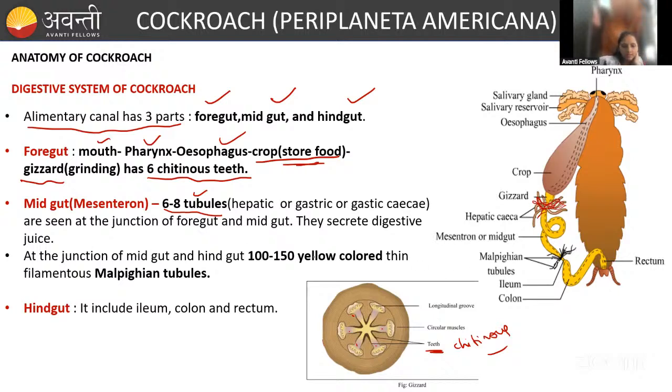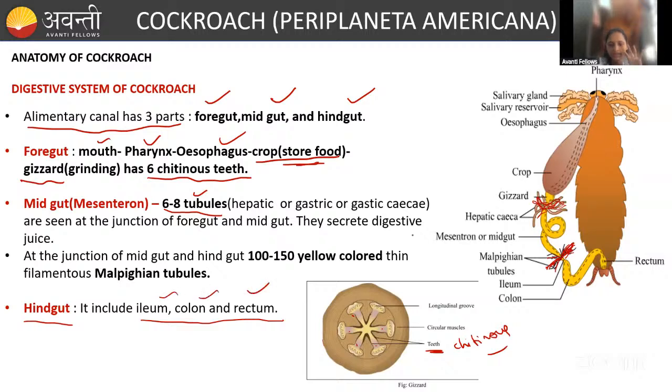Then coming to the hindgut, guys. Between the midgut and the hindgut, there are the malpighian tubules. There are 100 to 150 yellow colored malpighian tubules present. These are mainly helpful in excretion. Remember. Then coming to the hindgut. The hindgut consists of the ileum, colon, and rectum, as usual. Ileum, colon, and the rectum.